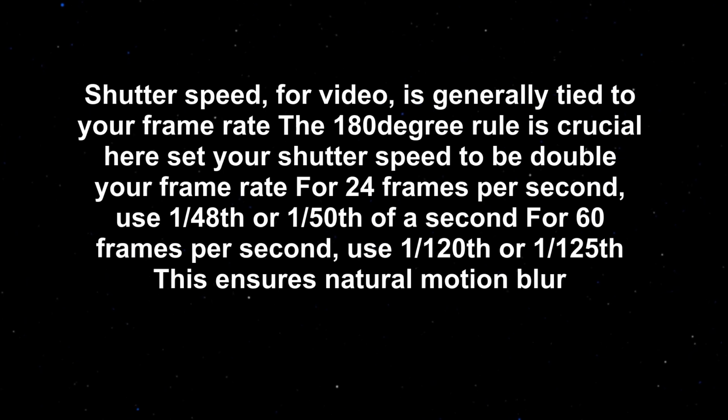Shutter speed, for video, is generally tied to your frame rate. The 180-degree rule is crucial here. Set your shutter speed to be double your frame rate. For 24 frames per second, use 1/48th or 1/50th of a second. For 60 frames per second, use 1/120th or 1/125th. This ensures natural motion blur.